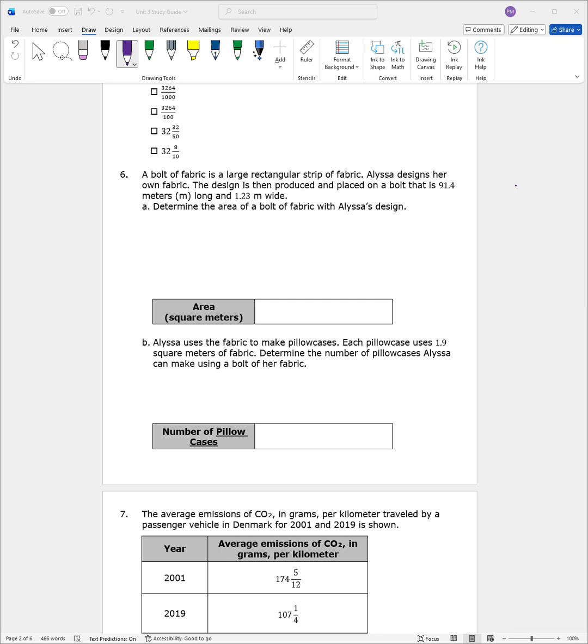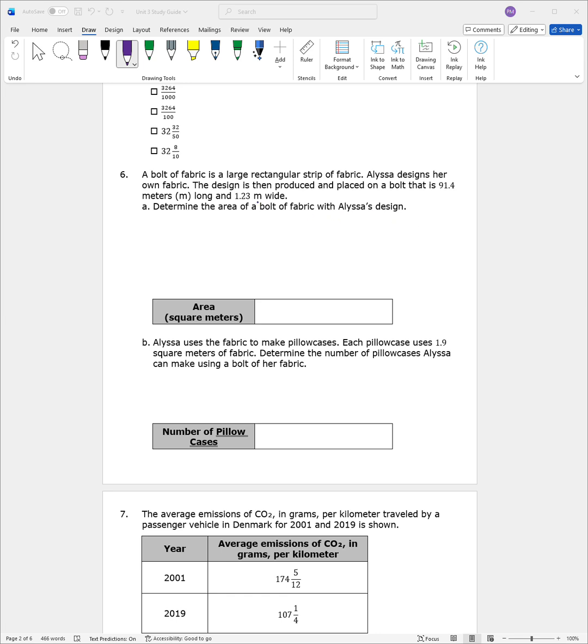So, let's go ahead and look at this first word problem here, and then we can talk about how you can solve this. Our first problem: A bolt of fabric is a large rectangular strip of fabric. Alyssa designs her own fabric. The design is then produced and placed on a bolt that is 91.4 meters long and 1.23 meters wide. For part A, we need to determine the area of a bolt of fabric with Alyssa's design.